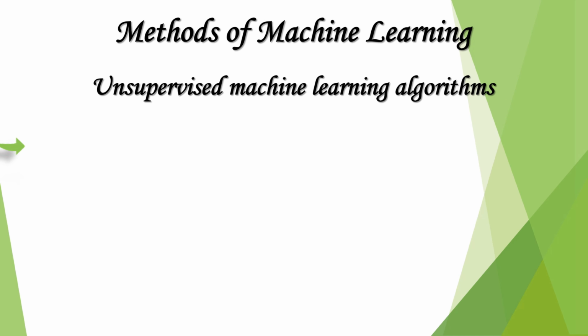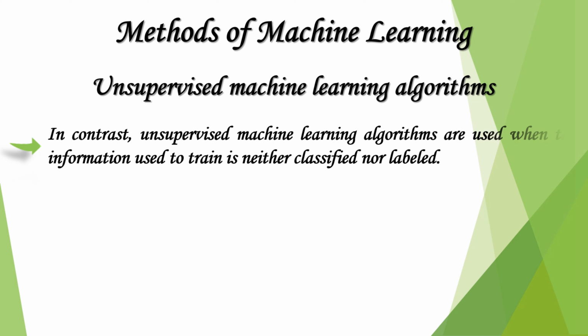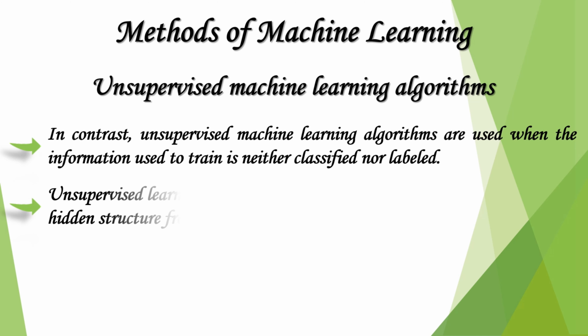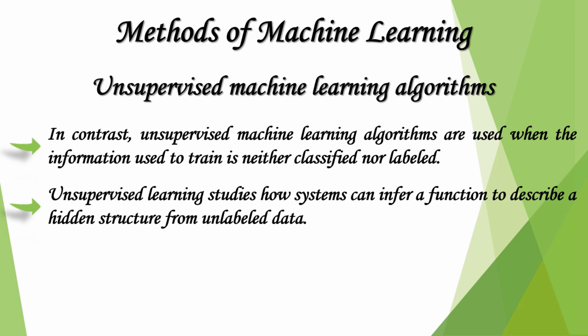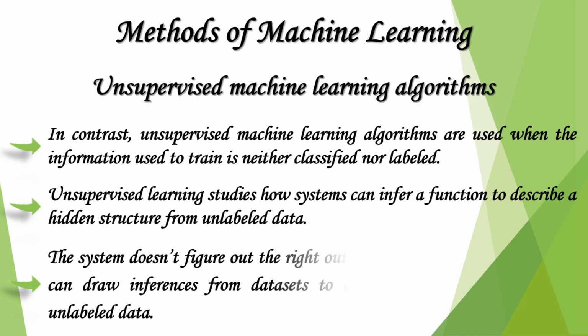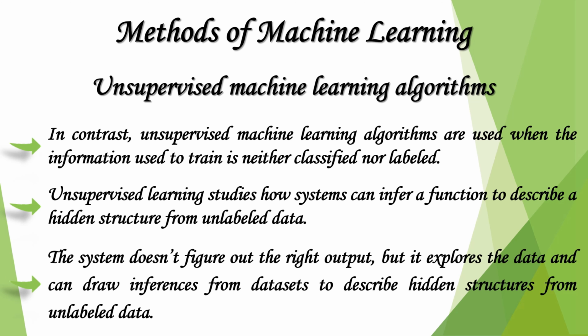Unsupervised machine learning algorithms. In contrast, unsupervised machine learning algorithms are used when the information used to train is neither classified nor labeled. Unsupervised learning studies how systems can infer a function to describe a hidden structure from unlabeled data. The system doesn't figure out the right output, but it explores the data and can draw inferences from datasets to describe hidden structures from unlabeled data.